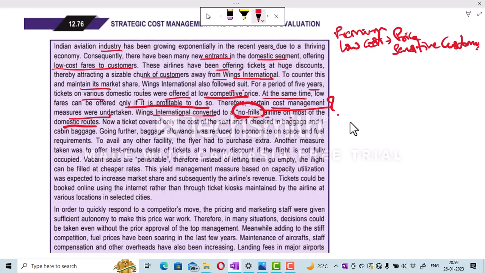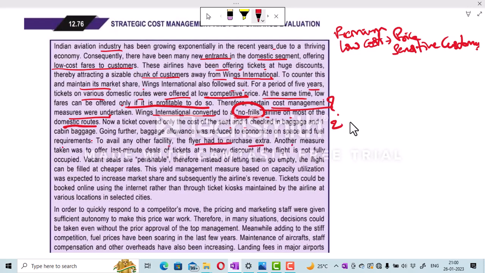Now a ticket covered only the cost of the seat and one checked bag and a cabin bag. See, they are offering only two bags. Going further, the baggage allowance was reduced to economize on space and fuel requirements. To avail any other facility, the flyer had to purchase extra.